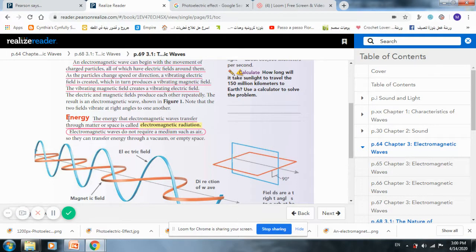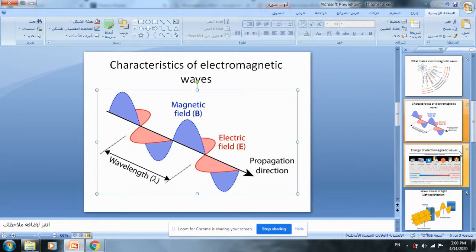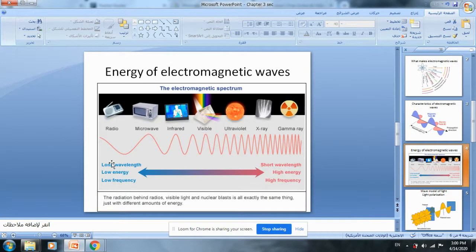Now let's talk about the energy of electromagnetic waves. As I said before, if we have a long wavelength, we'll have low frequency, which means low energy. Also, we have short wavelengths, such as gamma ray, X-ray, ultraviolet, and so on. Short wavelength, high frequency, and for that reason we will have high energy.